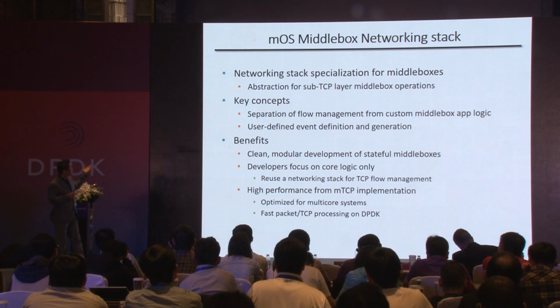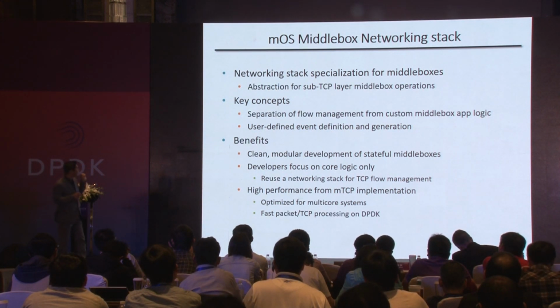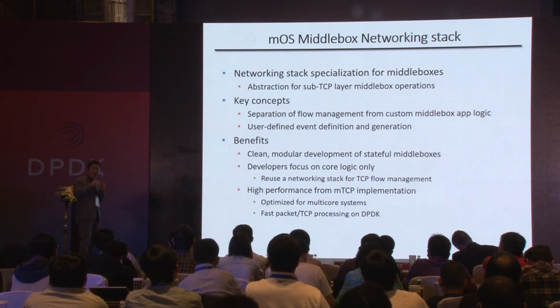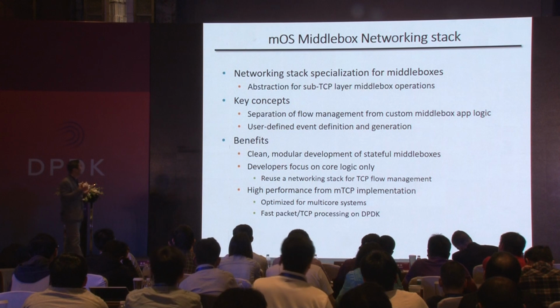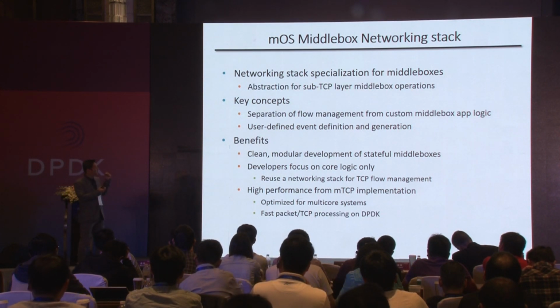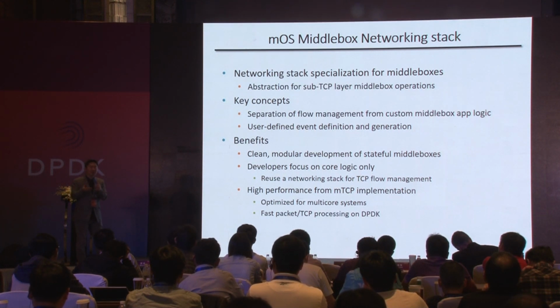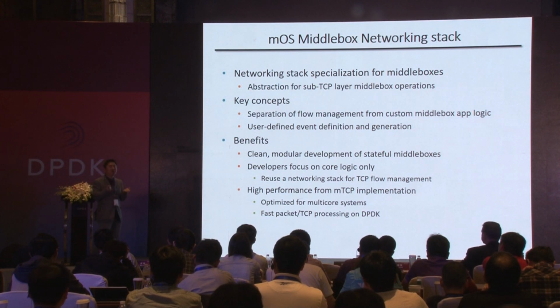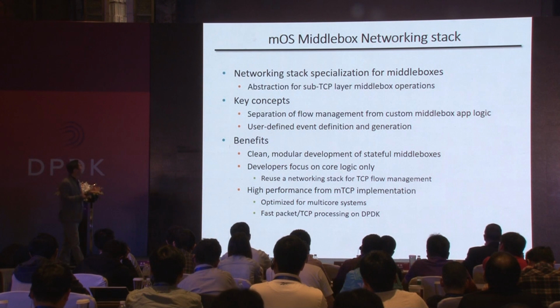So this is a network stack specialization for middleboxes. We provide a nice abstraction for sub-TCP layer middlebox operations, not on top of TCP, right? The key concept is to separate the implementation of flow management from the custom, really important logic. Firewall detection is important, pattern matching is more important, and then flow management, why do you need to know about flow management?